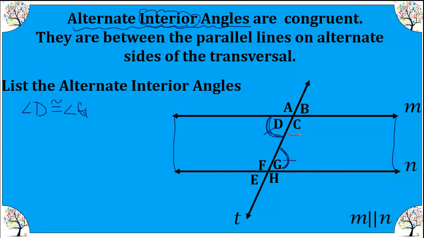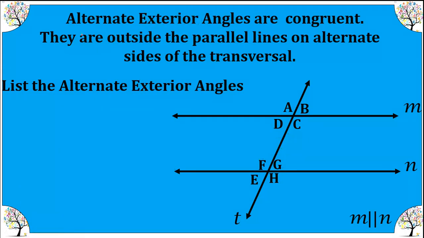Then the second pair, angle C and F, because they alternate. Because they are alternate interior angles, we can say they are congruent. So angle C is congruent to angle F. So we only have two pairs.